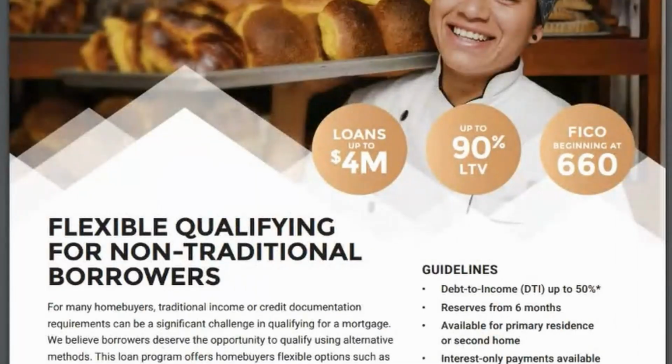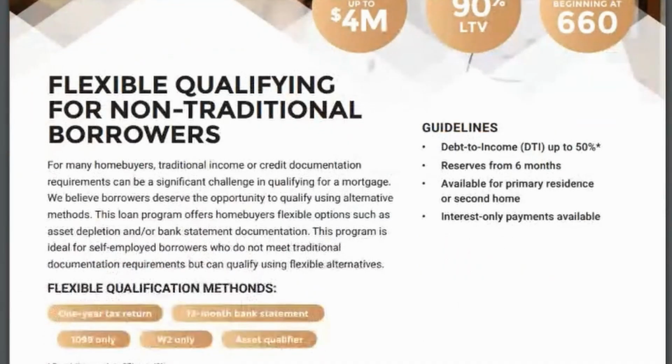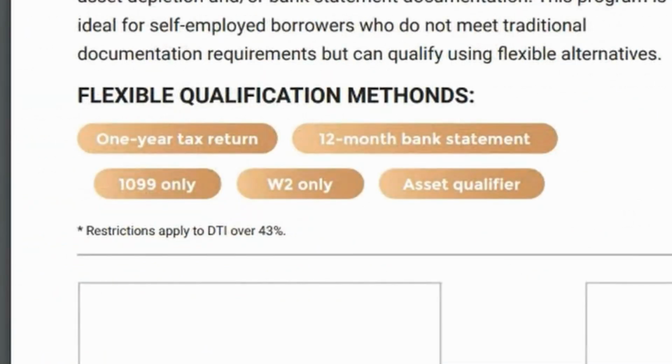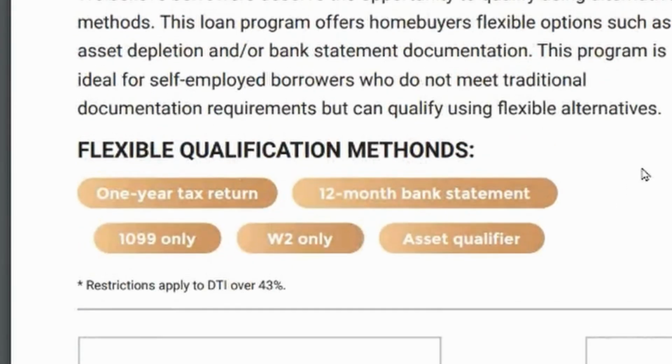Okay, so first we're going to talk about the different programs that we have in regards to bank statements. So let me zoom in a little bit on this. Okay, I know this is a little quirky, but look down here. Here's the information we can use to qualify you. Maybe 1 year of tax returns, possibly 12 months of bank statements. Maybe you have 1099 only, W-2 only, or an asset qualifier. That's the asset qualifier that we were talking about. So that is one of the programs that we have to offer.